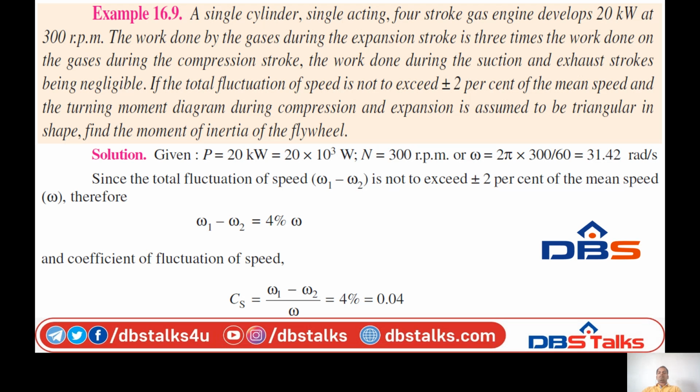Mean speed notation is omega. Then after that, coefficient of fluctuation of speed, CS, the formula is omega 1 minus omega 2 by omega. So substitute omega 1 minus omega 2 as 4%, that is 0.04. That is the thing we directly substitute for the functioning of the problem.